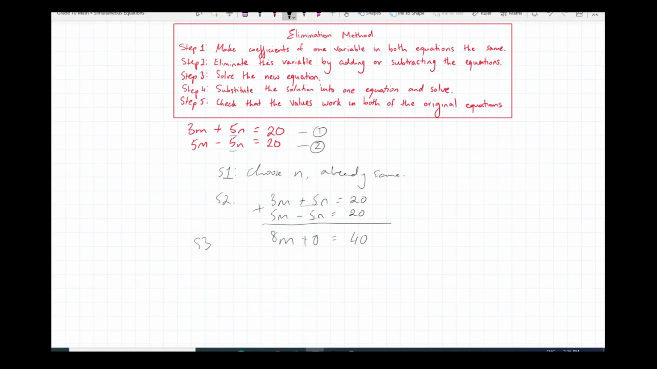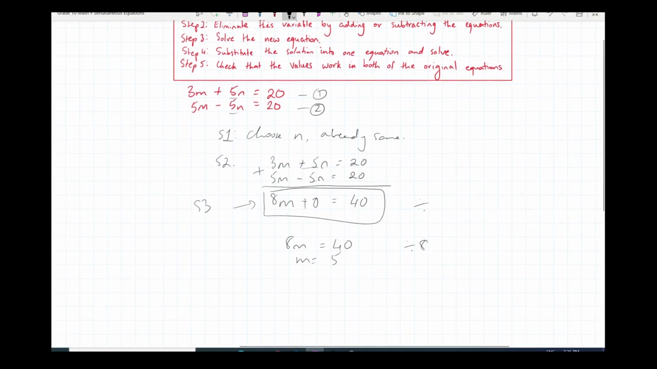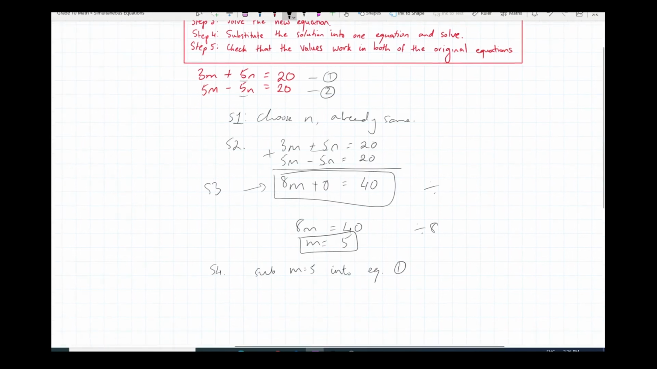Now step 3 is we need to solve this new equation. I'm going to divide, so we've got 8m equals 40. So if I divide both sides by 8, that gives me m equals 5. Now let's do step 4, which is substitute solution into one equation and solve. So we can sub m equals 5 into, let's do equation 1.